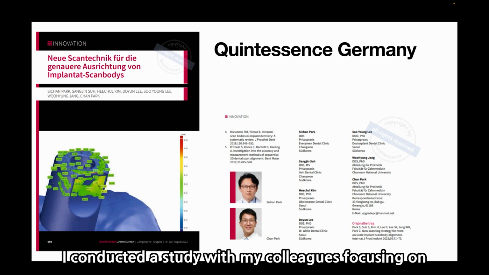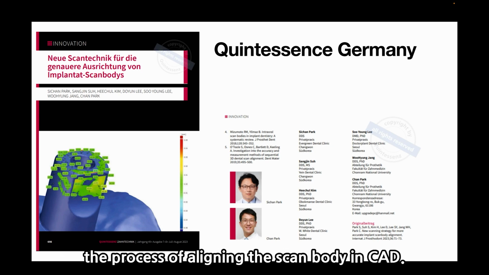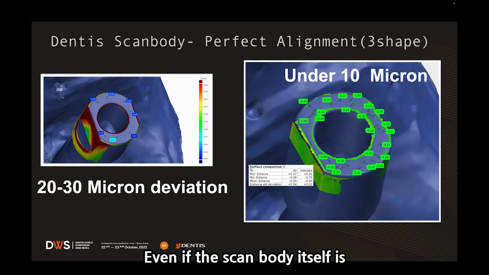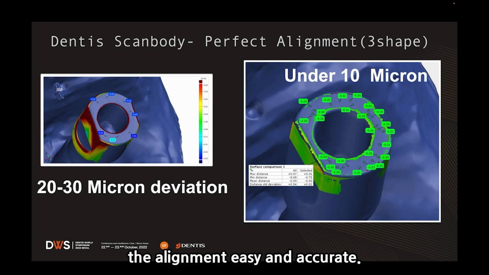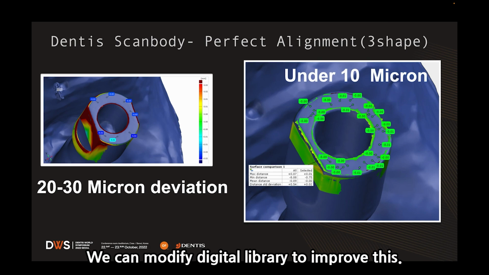I conducted a study with my colleagues focusing on the process of aligning the scan body in the CAD. Even if the scan body itself is accurately processed and scanned, serious errors can occur if there is a problem with aligning them. Therefore, it is very important to make the alignment easy and accurate. We can modify the digital library to improve this.